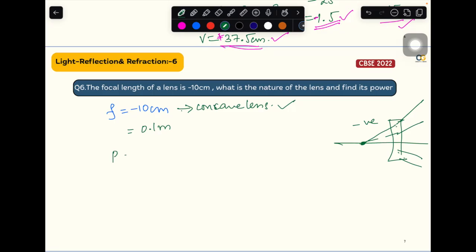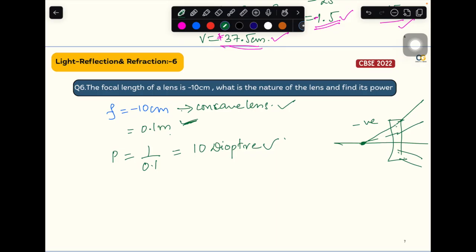So the power will be 1 by 0.1, which is equal to 10 diopter. Always remember that there's a conversion involved when it comes to power calculation. This is how you can prepare well for your light reflection chapter. We have done a question in all the possible formats that they could be asked. 5 of these are guaranteed repeated models, so you will get a question in these formats for sure. Hope you have got 6 out of 6 so far.